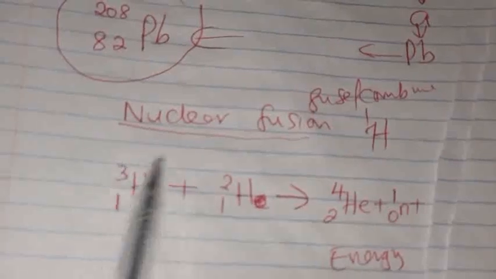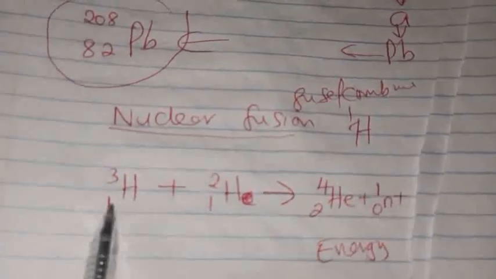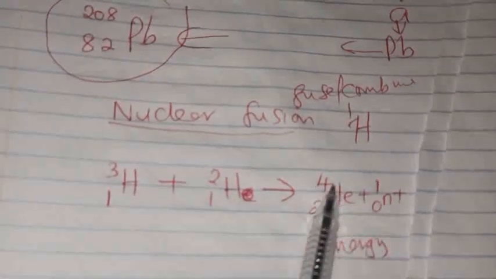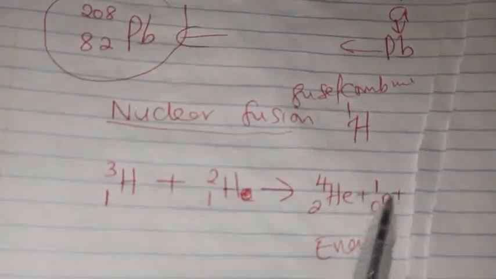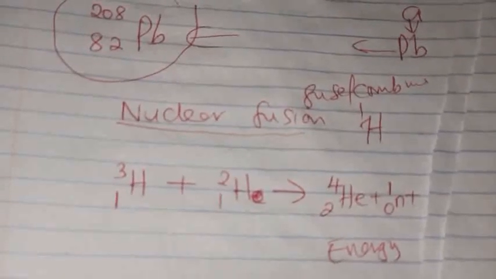So let's see. 3 plus 2, that gives us 5. 4 plus 1 also gives us 5. 1 plus 1, that gives us 2. 2 plus 0, that gives us 2. So we produce a helium particle, a neutron, and energy is also produced in the process. And that means we can now look at the similarities between the two.